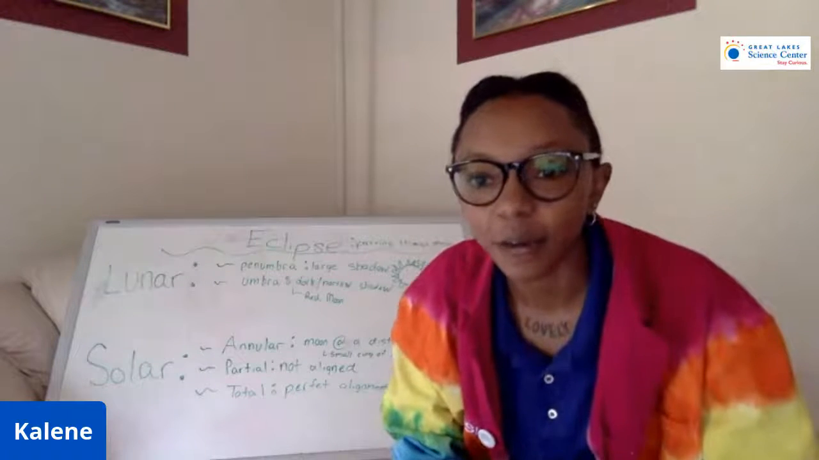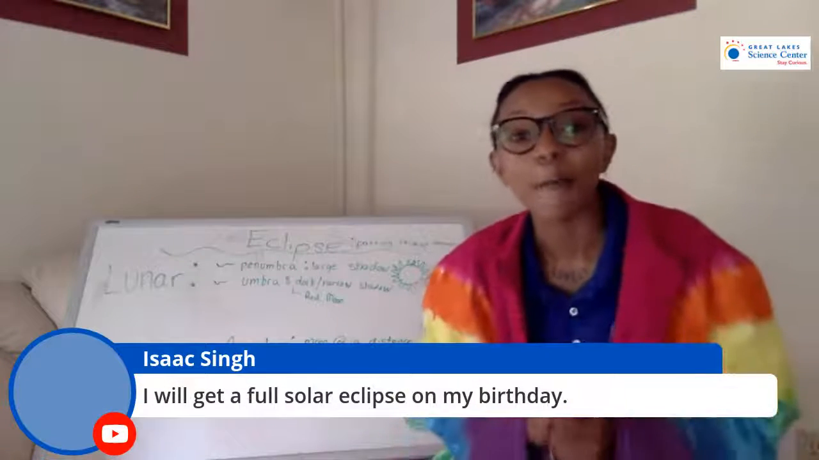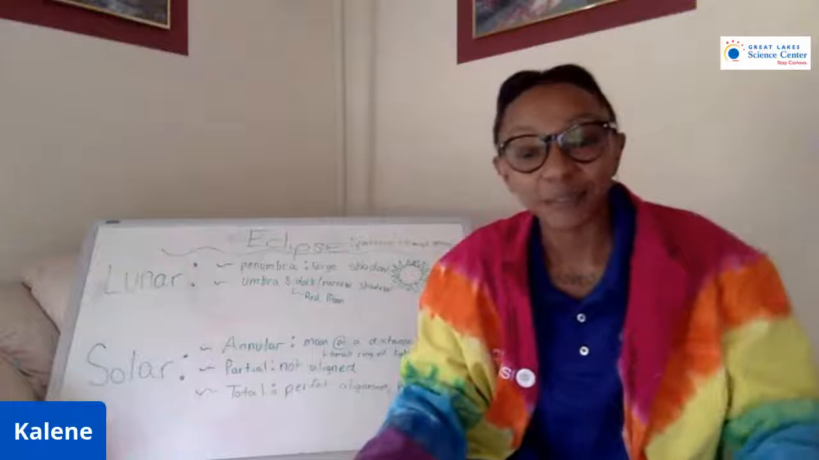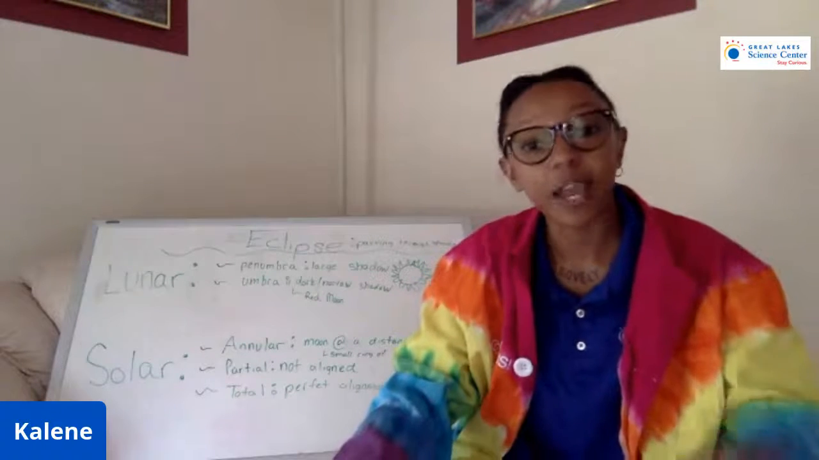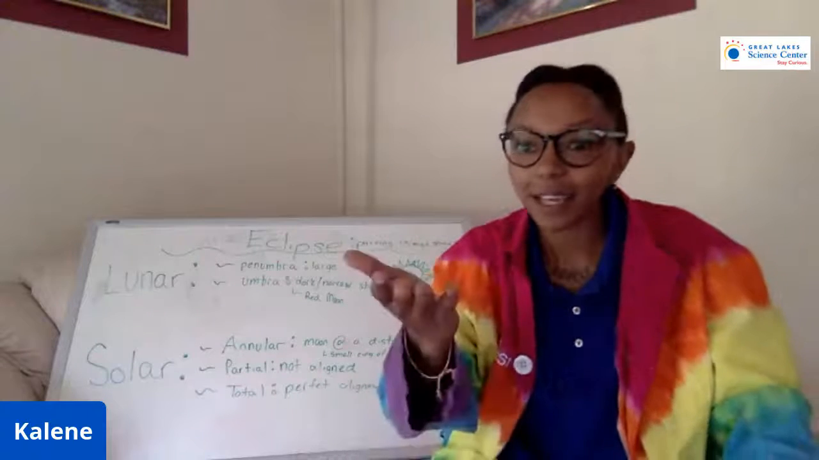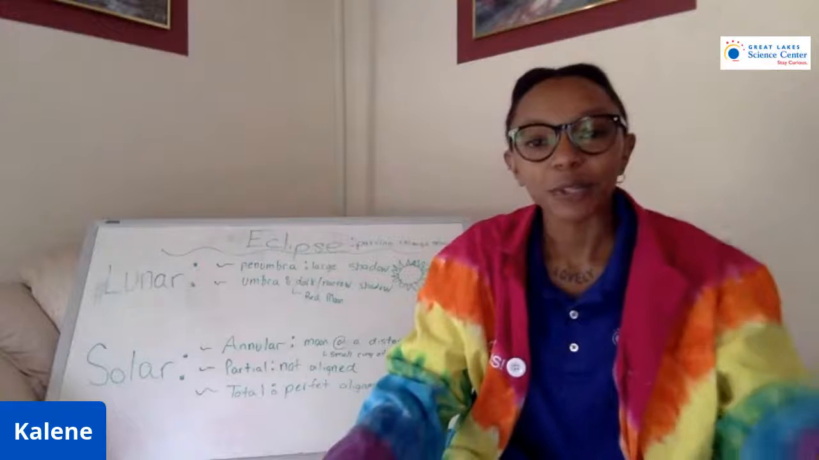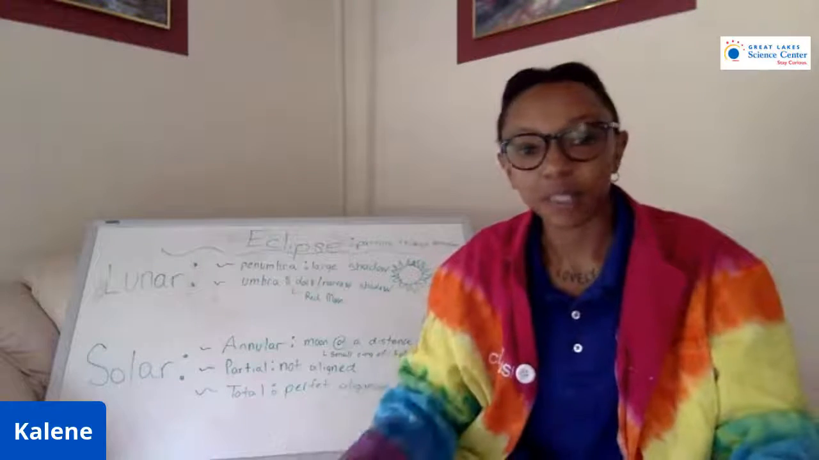Isaac says, I will get a full solar eclipse on my birthday. That's amazing, Isaac. That's really exciting. You better plan, and I hope you can find the perfect spot. You can actually look online and follow along and see exactly when you can see that perfect position. And I'll talk a little bit about that really soon.